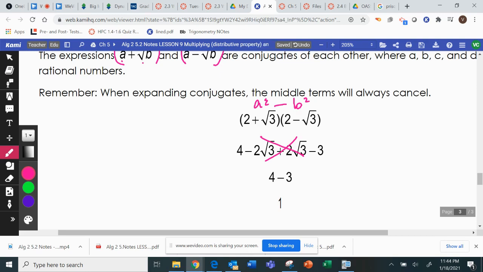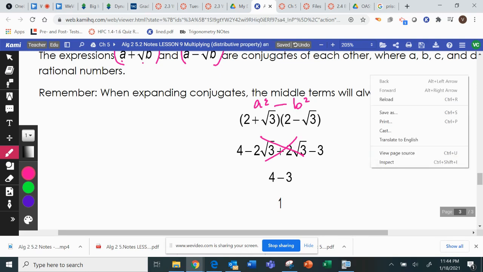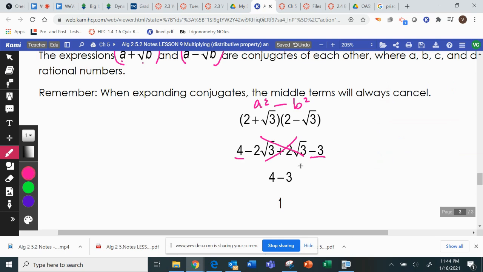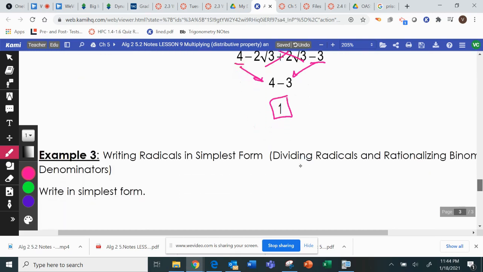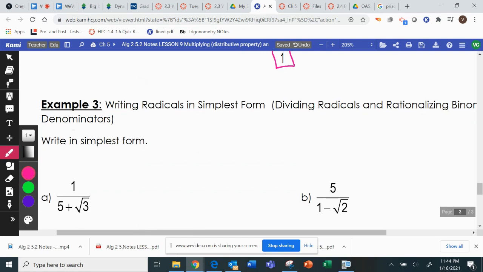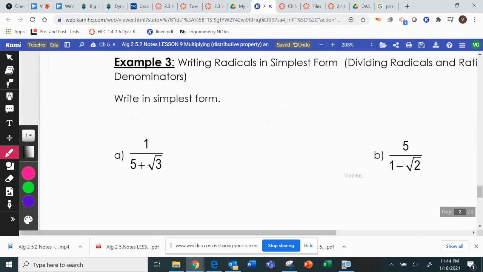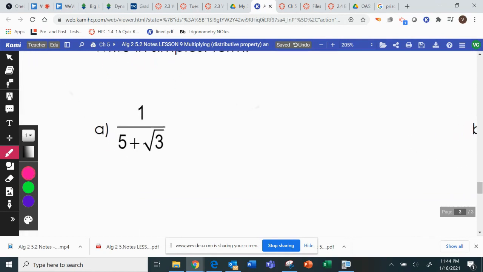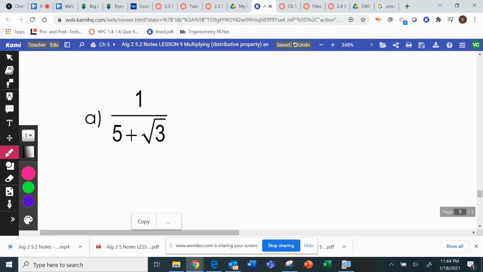So if we did 2 times 2, that would give us 4. And if we did square root of 3 times square root of 3, or negative square root 3, that would give us minus 3. And then from there, there's no more square roots, and we have an answer of 1. So conjugates are very helpful because we can cancel out square roots. So we will use conjugates when we are dividing a binomial that has a radical in it.